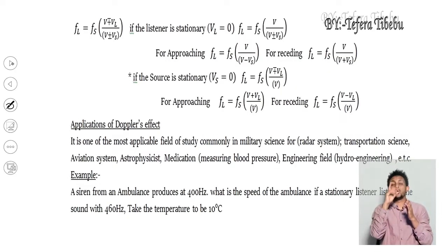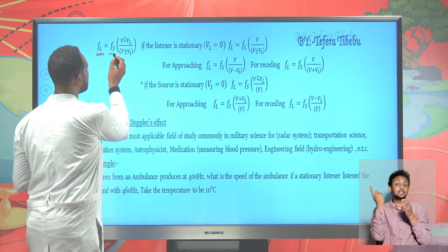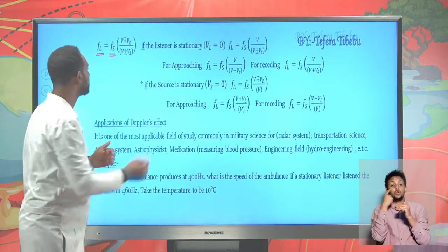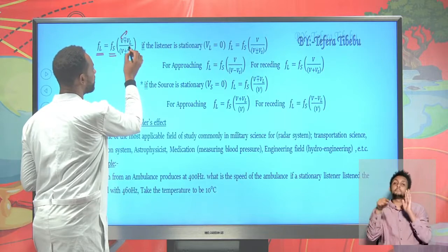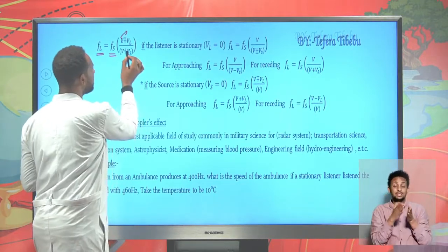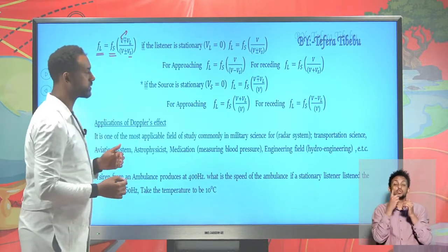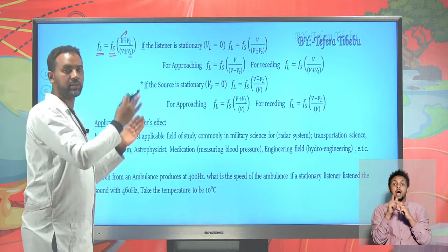We have different equations. The main equation for the Doppler effect can be given as: the frequency reached at the listener equals the frequency of the source times the velocity of sound in air, minus or plus the velocity of the listener, over v plus or minus the velocity of the source. You can classify this into two: the approaching case and the receding case.